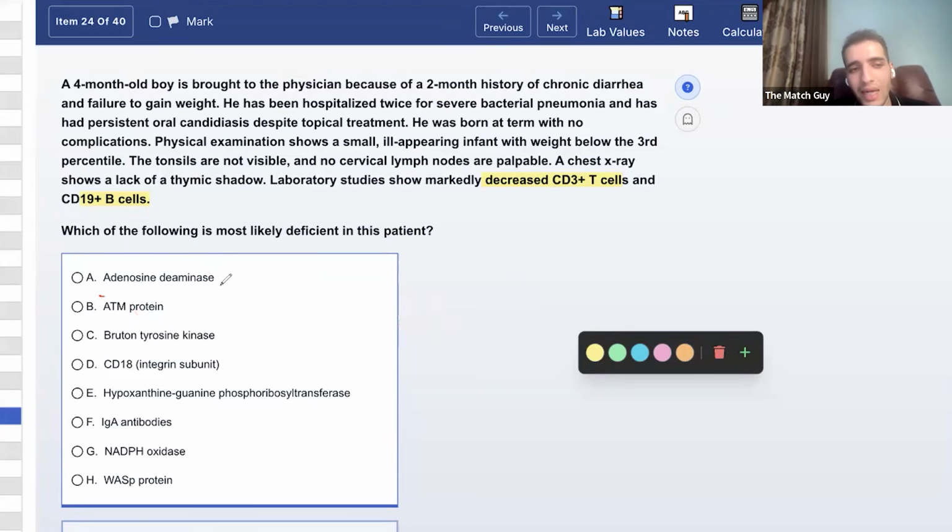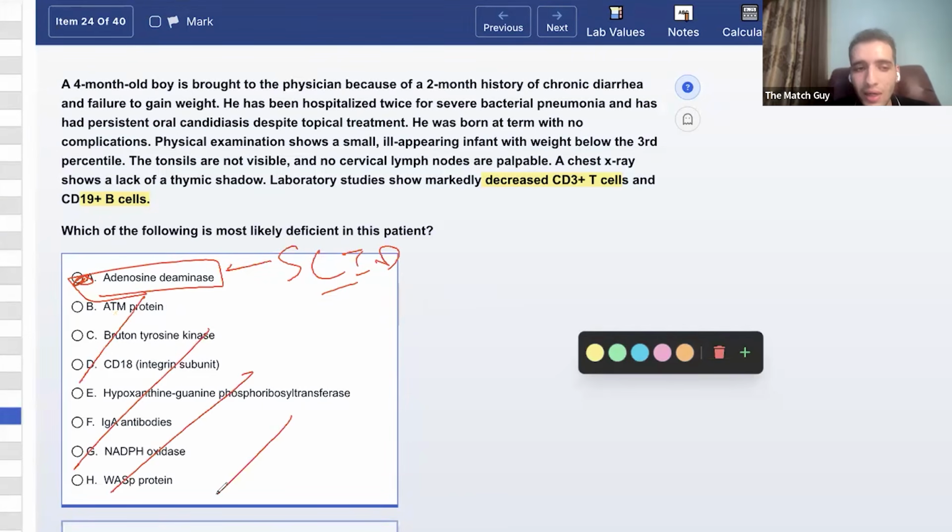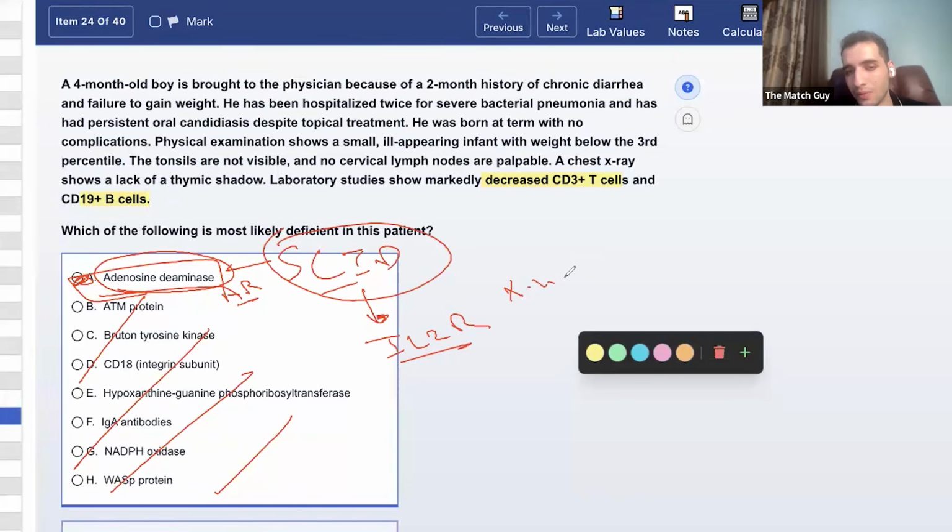What's left with us would be adenosine deaminase. And even if we didn't know that SCID can happen from adenosine deaminase, we could answer this question by excluding the other answers. Can you see, guys? And that's why I always tell my students you have two ways of answering questions: excluding other answers or already knowing the answer. So SCID here, as you can see, Maria, can be caused by adenosine deaminase deficiency. That's the autosomal recessive part of SCID. And it can also be caused by interleukin-2 receptor deficiency, and that's the X-linked part.